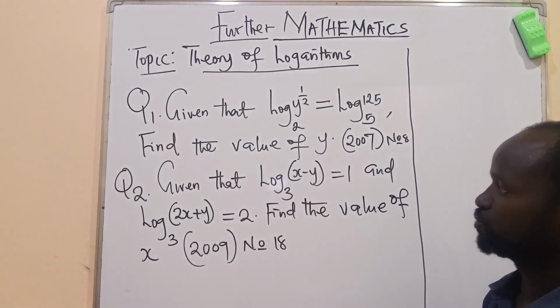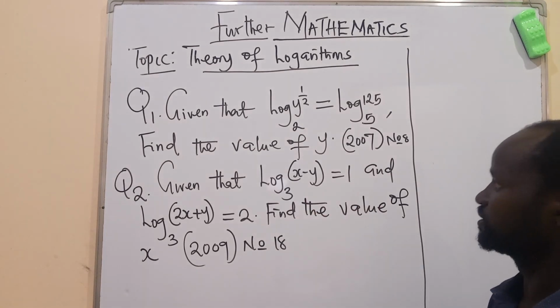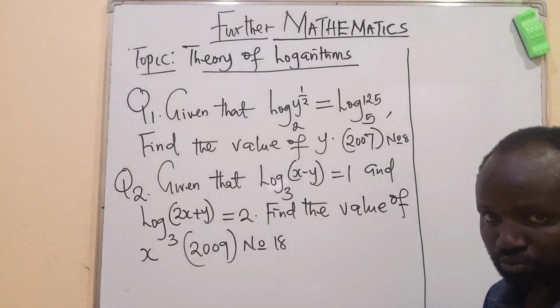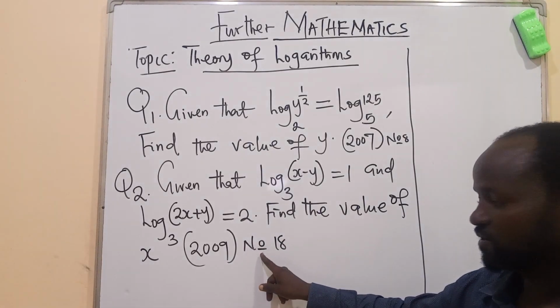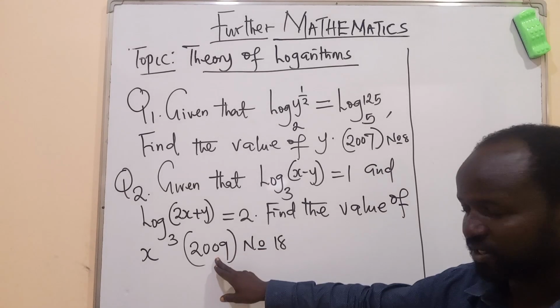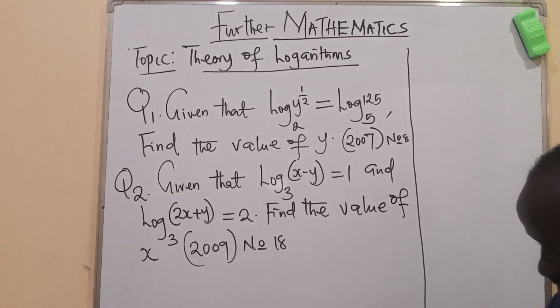Question 2, given that log (x minus y) to base 3 is equal to 1, and log (2x plus y) to base 3 is equal to 2, we are asked to find the value of x. This is Further Mathematics objective 2009, number 18. Let's look at how we can solve this.